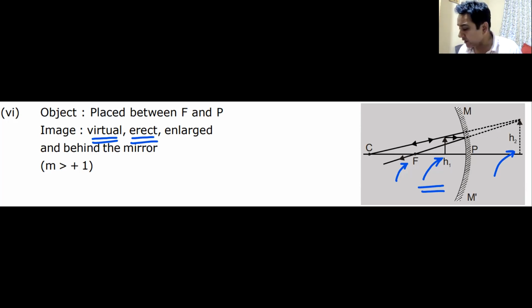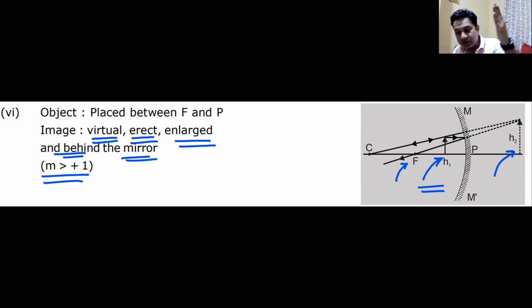The image is virtual, the image is erect, and the image is enlarged. The value of magnification is greater than plus 1. Again, the same fact: as you go closer and closer to the mirror, the image becomes larger and larger. And when the object is placed between F and P, the image is virtual and the image is enlarged.